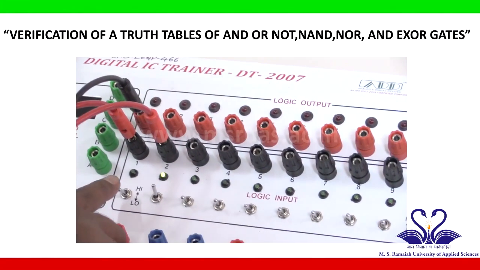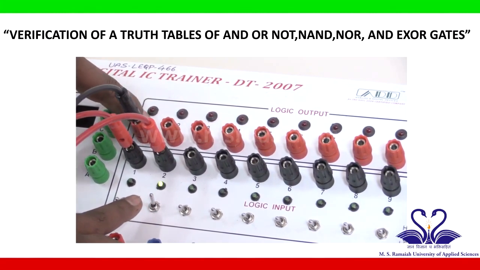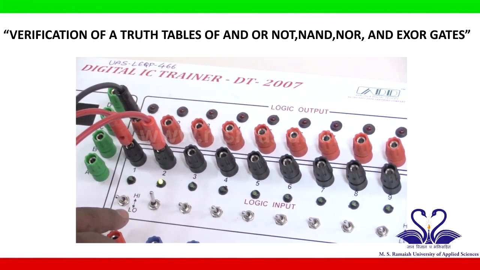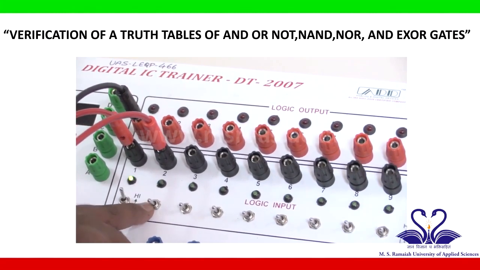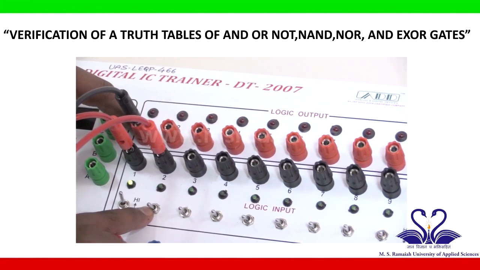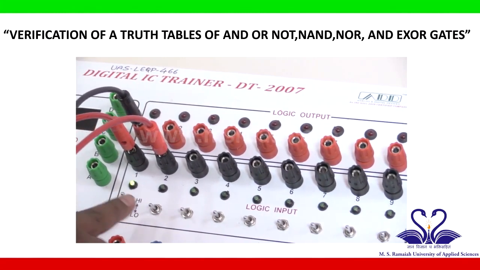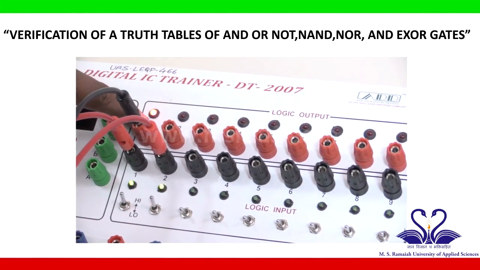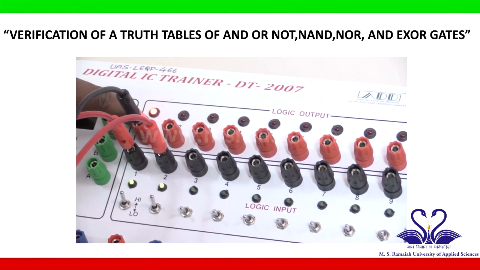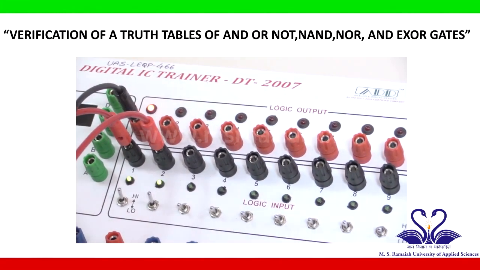Now apply input 1 0. I will make this 1. Again LED is not glowing, so output is 0. Next we will apply 1 0. So first input I will make 1, next input 0. Again LED is not glowing, output is 0. We will note down this. Now we will make both inputs 1 1. When both inputs are 1, output is 1. So I will note down this AND gate. So this is the AND gate truth table verification.